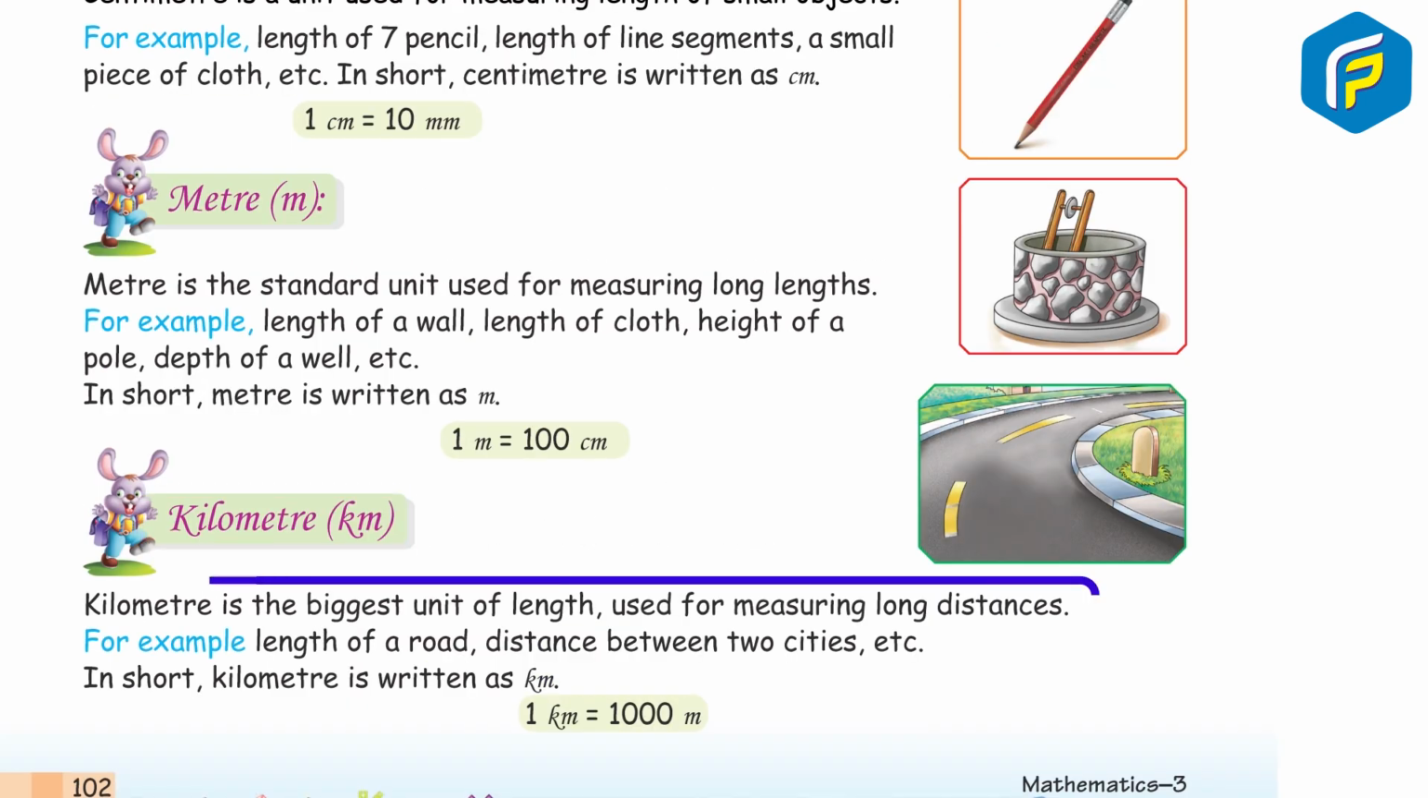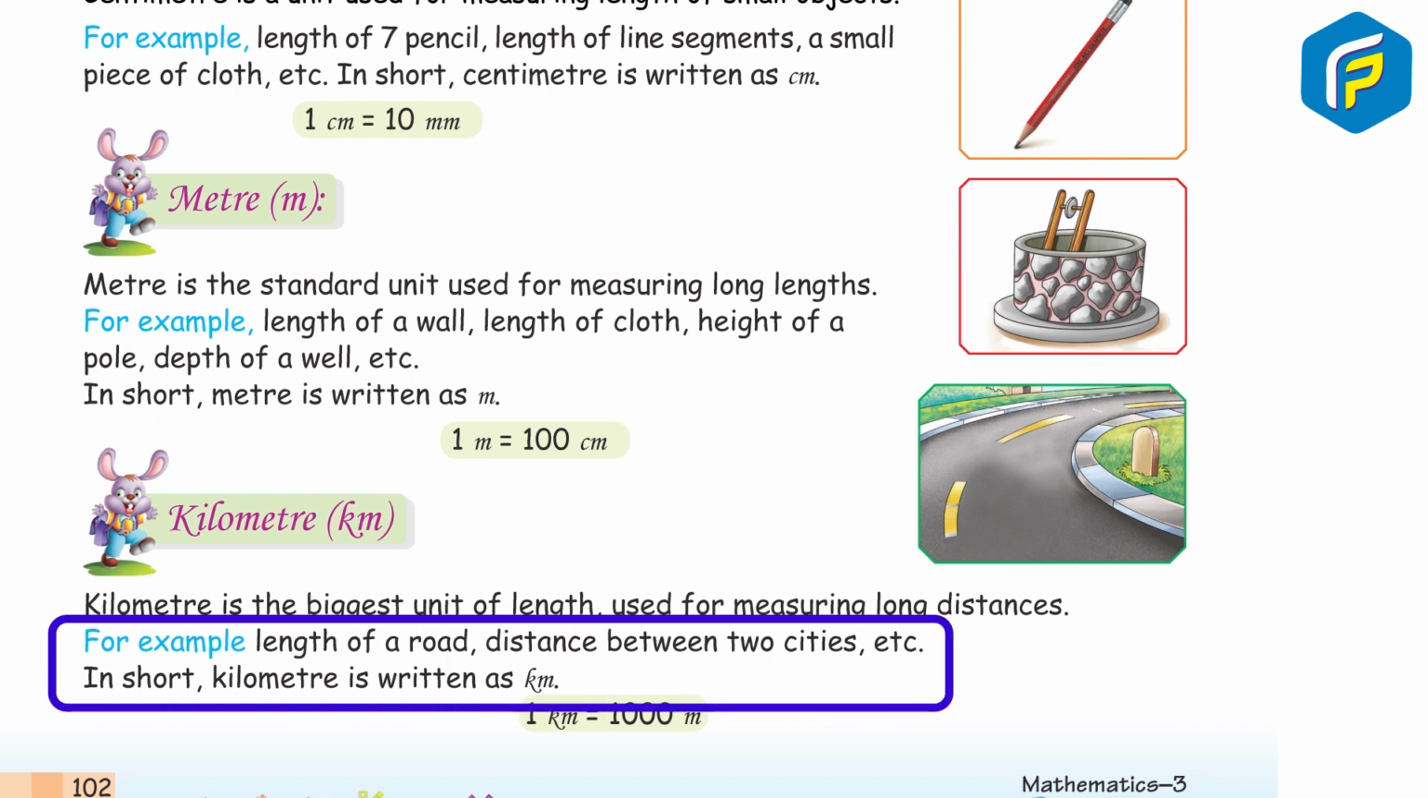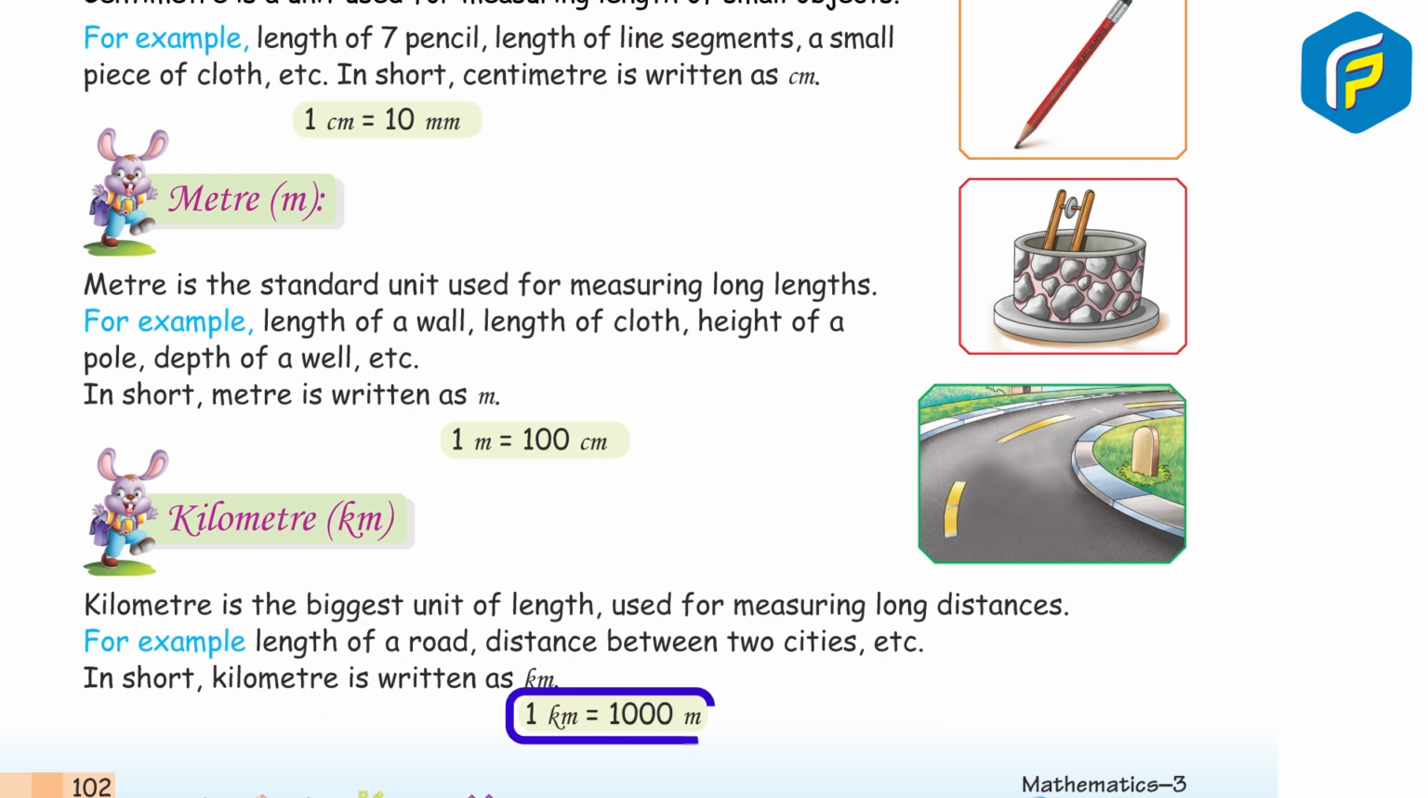Kilometer. Kilometer is the biggest unit of length used for measuring long distances. For example, length of a road, distance between two cities, etc. In short, kilometer is written as km. 1 kilometer is equal to 1000 meter.